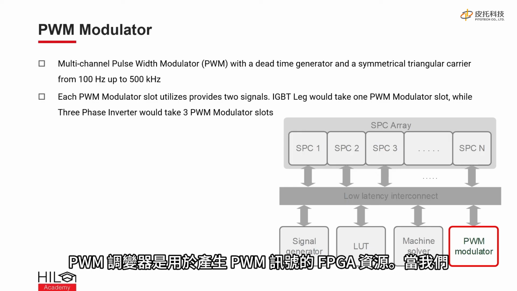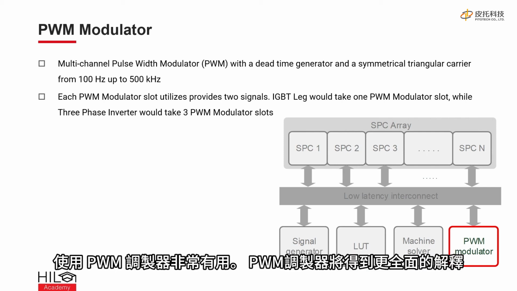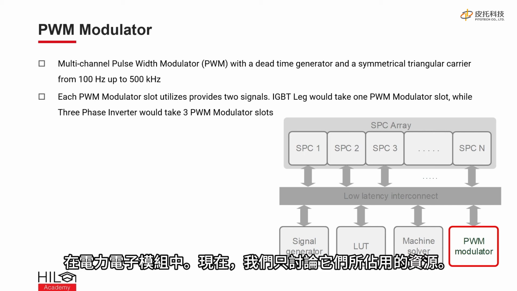The PWM modulator is an FPGA resource which is used to generate PWM signals. When we want to control our model with an internal control algorithm, as we have done in our model, then it is very useful to utilize the PWM modulator. PWM modulators will be more comprehensively explained in the power electronics module. For now, we'll just discuss the resources they take up.